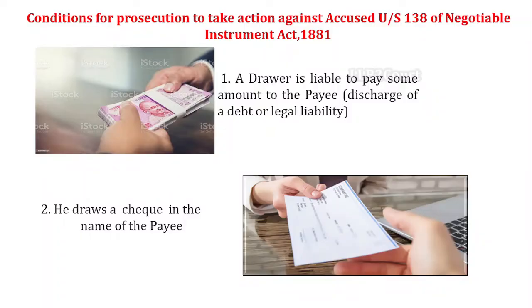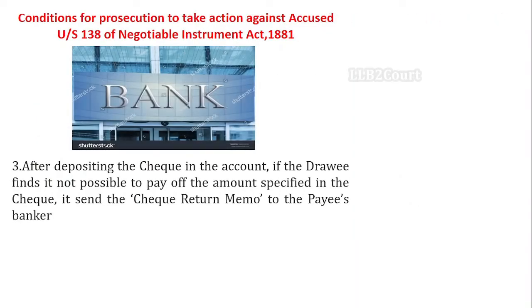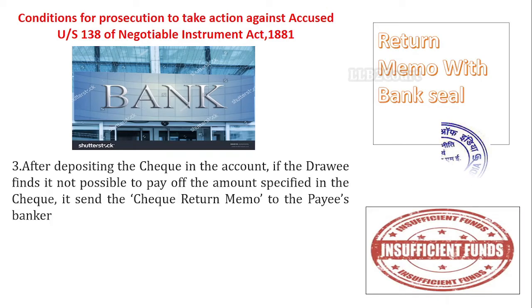The next would be the payee will present the check to the bank within 3 months from the date of the check, or within the period of the validity, whichever is earlier. The next process is that if the drawee bank is unable to pay the amount due to insufficient funds, then it will send the check return memo to the payee's banker.